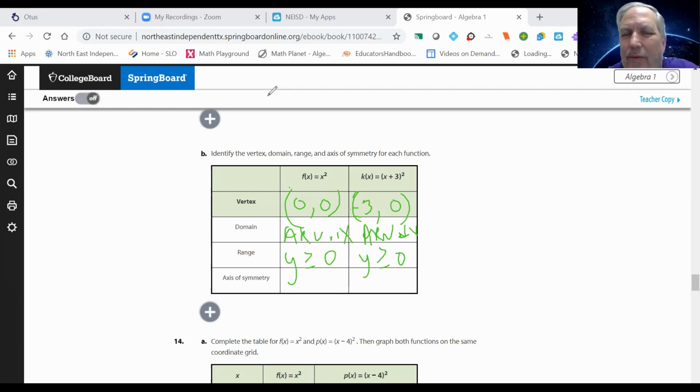And the axis of symmetry, remember, is a vertical line that goes through the vertex. In other words, it's going to be a vertical line wherever your x value is, because remember, vertical lines are x equals. So here it's going to be x is equal to 0 for f of x, because the x value of the vertex is 0. And here it's going to be x is equal to -3, because the x value is -3. So your axis of symmetry is a vertical line going through the vertex, and the equation is the x value of that vertex.